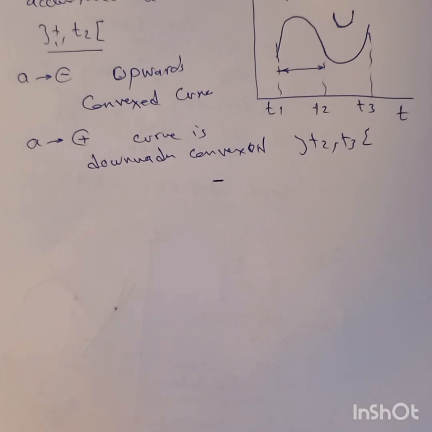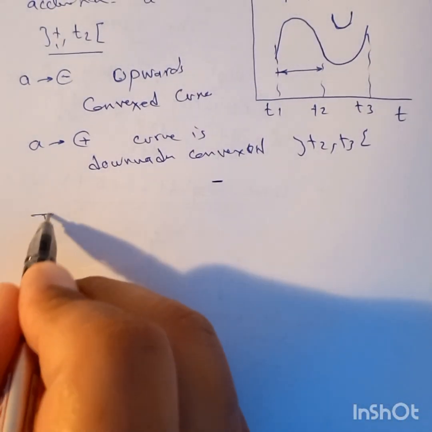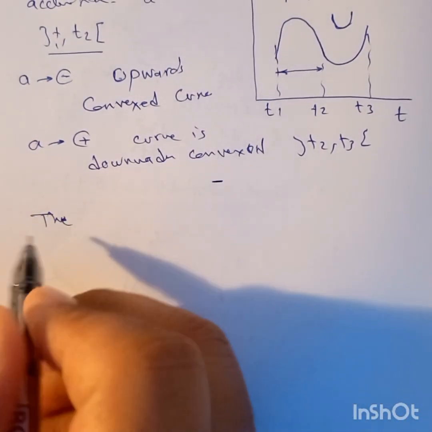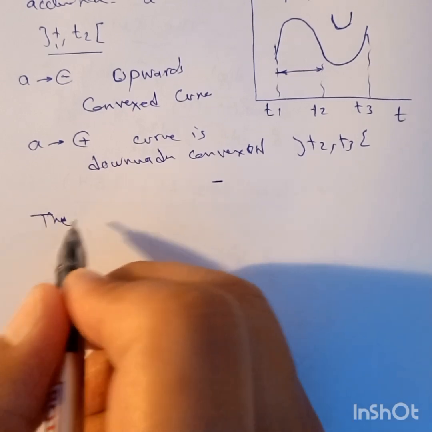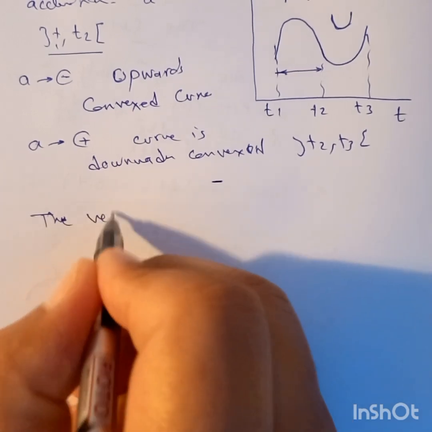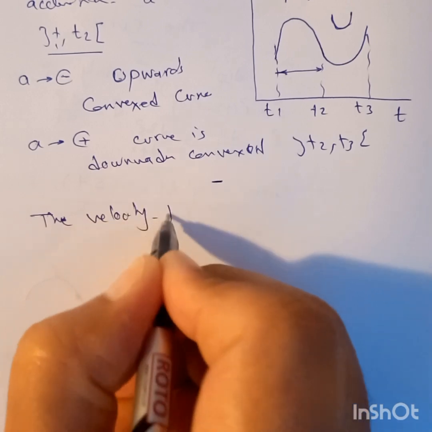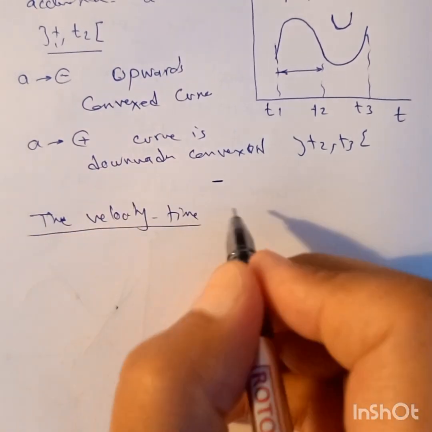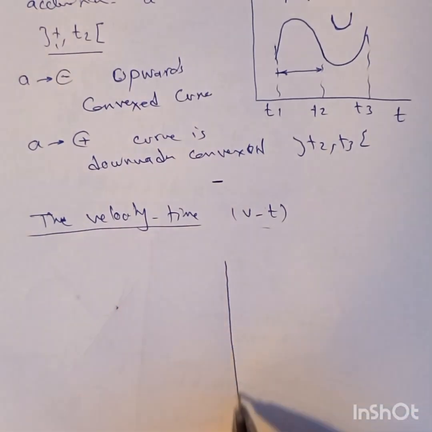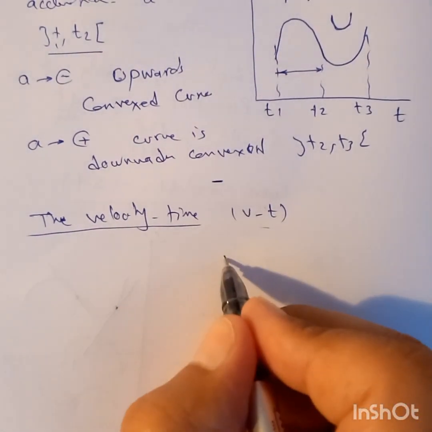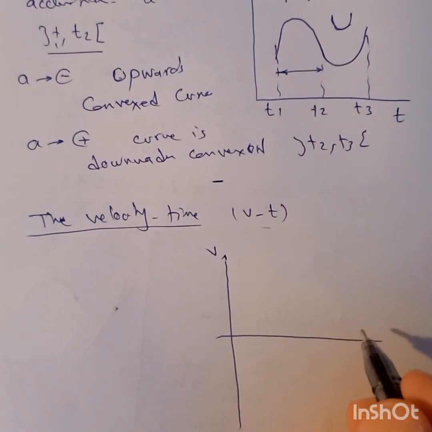Okay, now we'll move to the curve expressing the relation between the velocity and time. Okay, and this curve is called the v-t curve. Here we have this curve representing the relation between velocity of a body moving in a straight line and time.